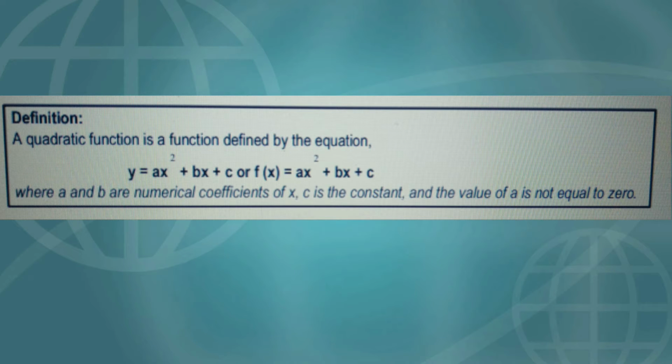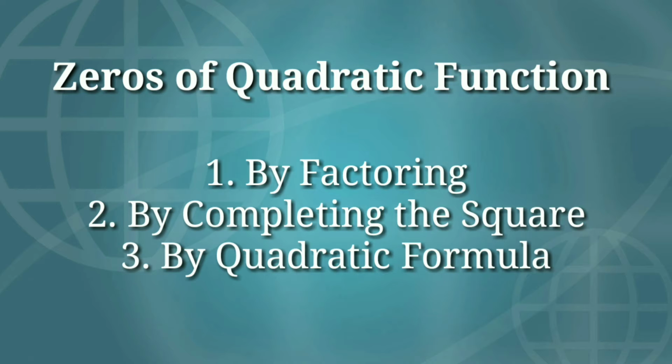A quadratic function is a function defined by the equation y is equal to ax squared plus bx plus c, or f of x is equal to ax squared plus bx plus c, where a and b are the numerical coefficients of x squared and x, c is the constant, and the value of a is not equal to 0. In order to solve for the zeros of a quadratic function, we can apply any of these three methods: factoring, completing the square, and the quadratic formula.